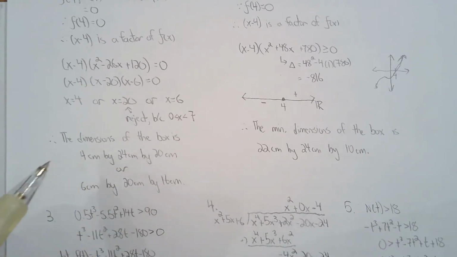And after you write them down, you should really check your answer quickly by multiplying the length, width, and height, and make sure that the volume is 1920 cubic centimeters.